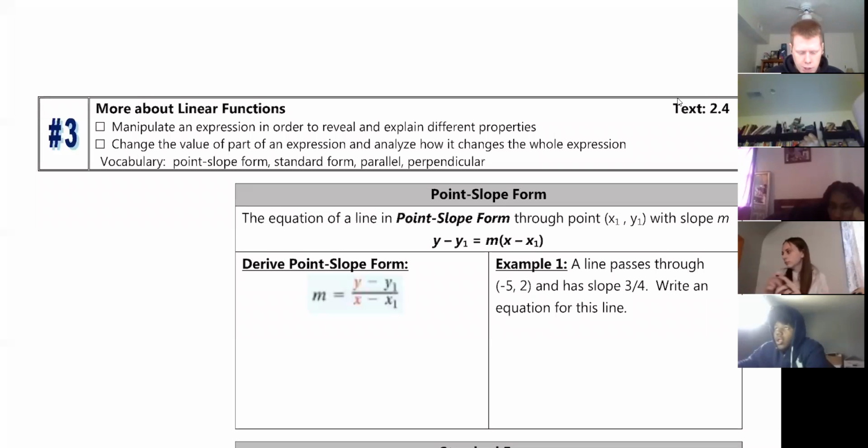All right, so we're going to look at something called point slope form today, and something called standard form. And then at the end of our notes, we're going to talk about parallel and perpendicular lines, which should be a review from geometry. You most likely dealt with those, but let's get going. Let's see how these go.